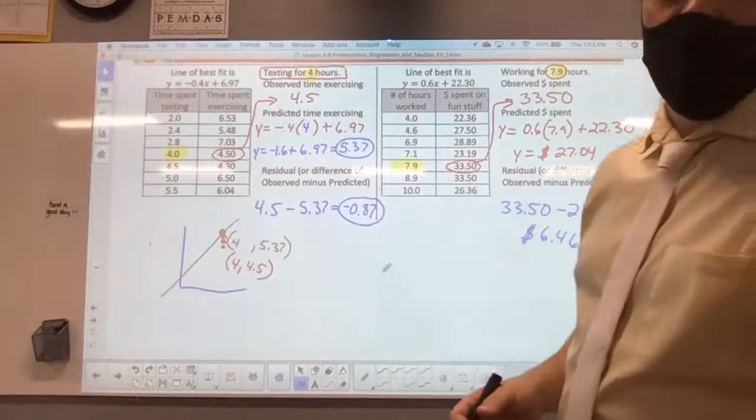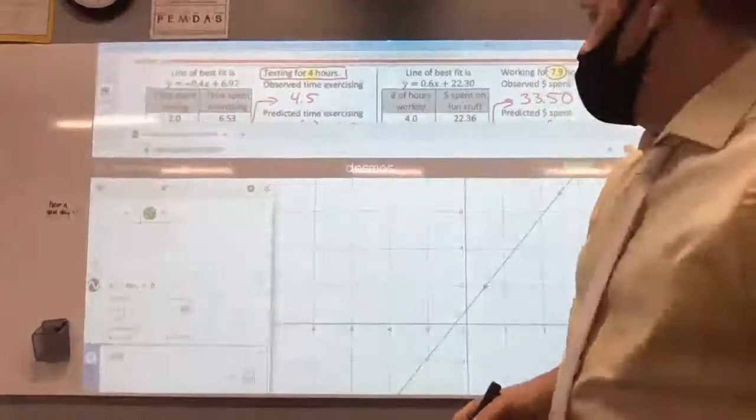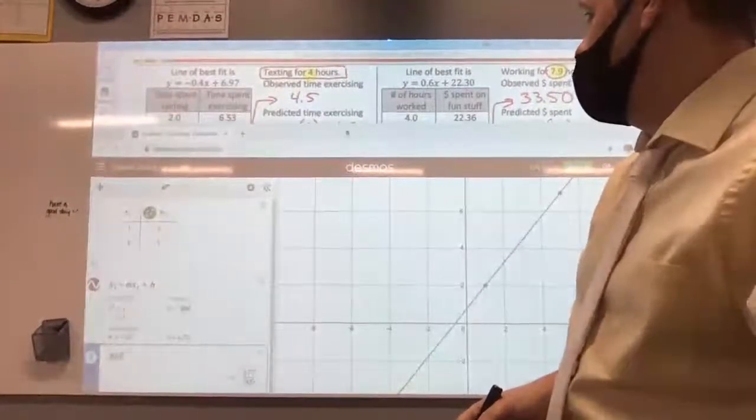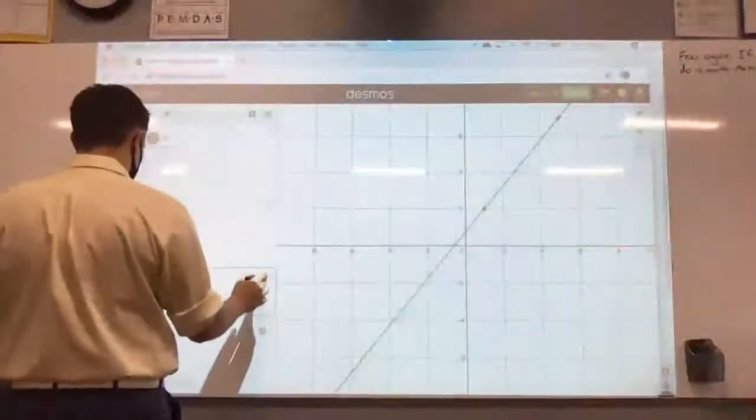All right, let me show you real quick on Desmos, and then you guys figure out the last two, and then we'll write that down. So here's what this actually means. I know we've been having fun playing around with this, but let me show you a couple things. This is what this means.